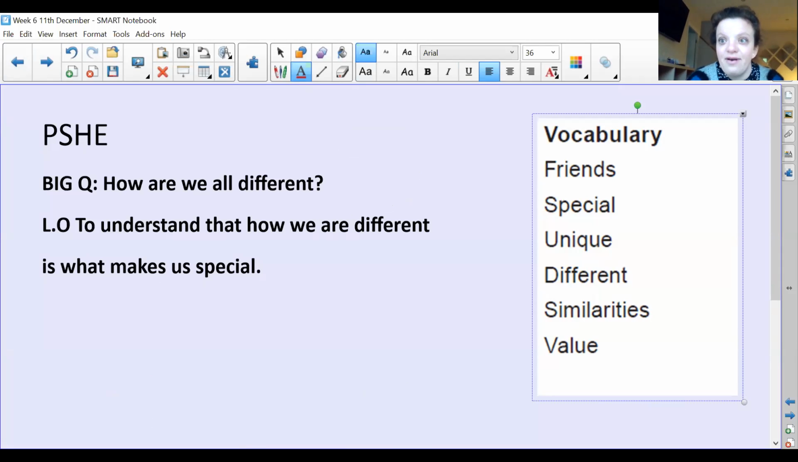Our vocabulary that we are learning this afternoon is: friends, so the people that we really get on well with and we really enjoy being with. Special, so what makes us stand out and what makes us exciting and different from the others. Unique, which means what makes us not the same as other people. Different, so things that aren't the same about us. Similarities, which means the things that are the same. And value, and that means things that you really like and the things you really think about.